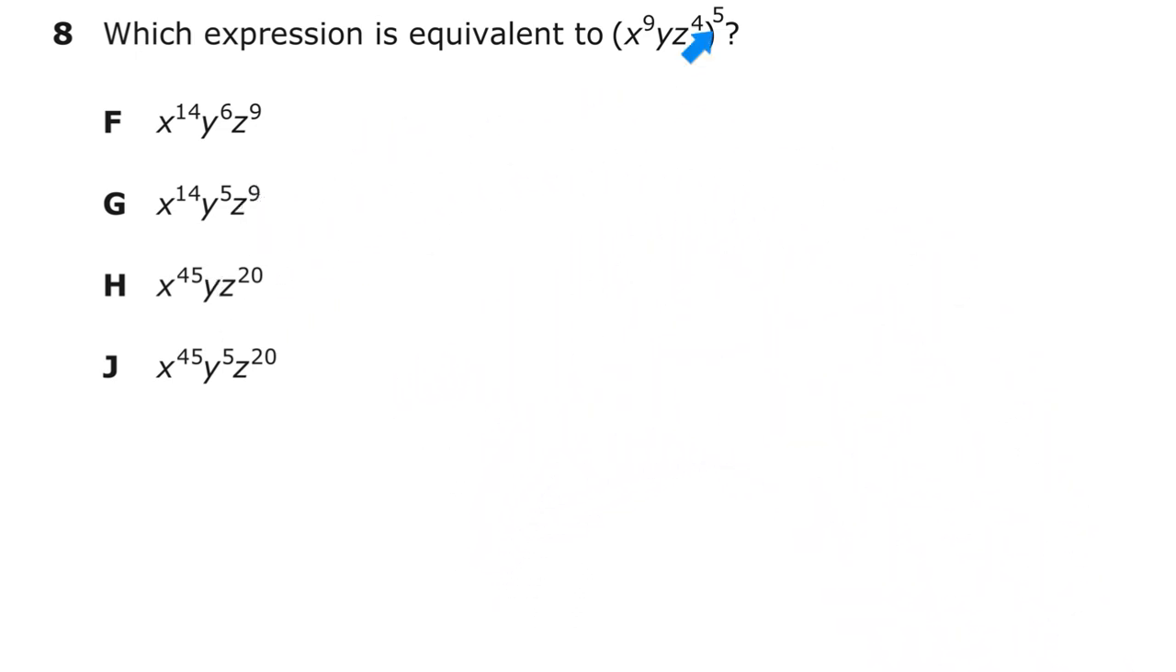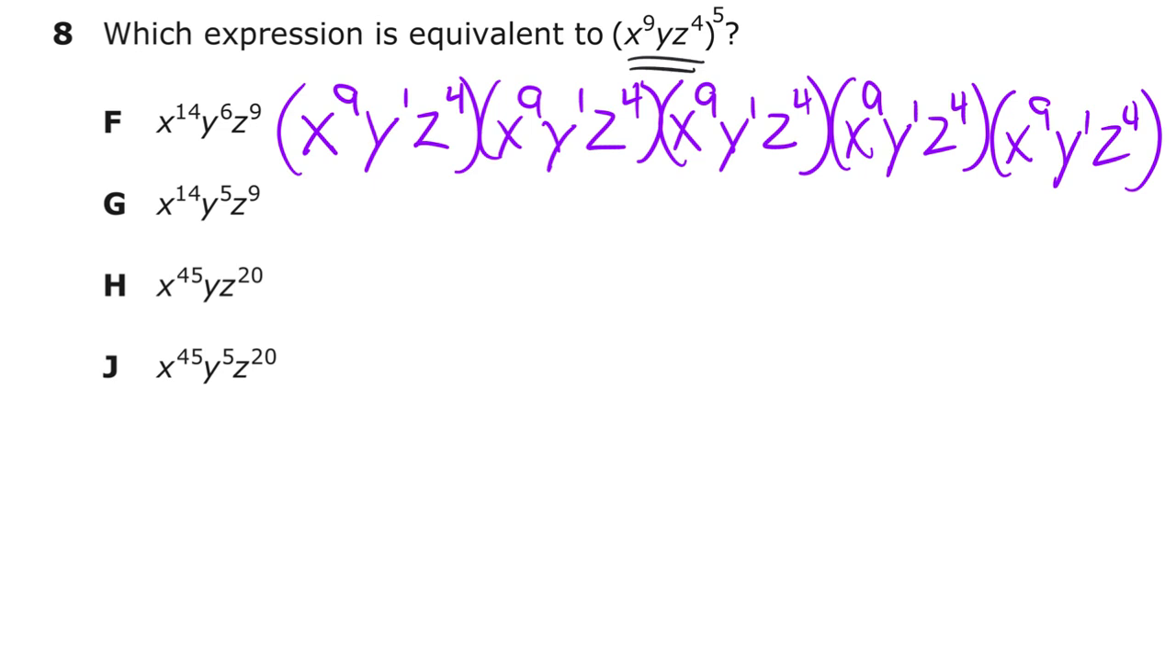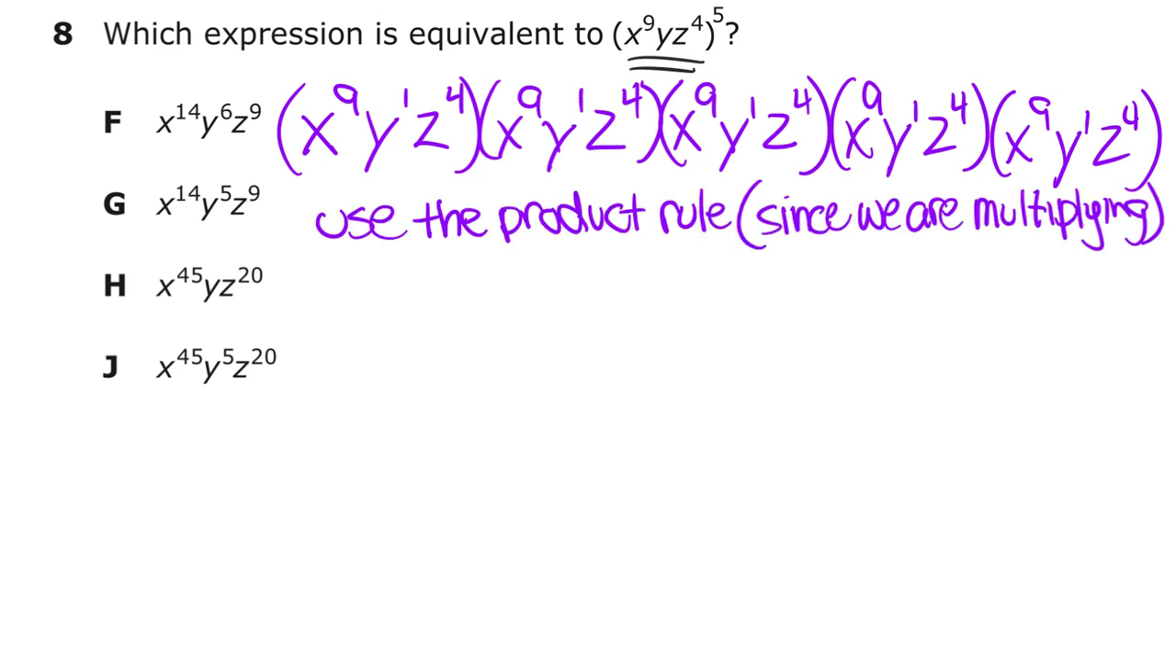You see, that power of 5 just means write the quantity inside the parentheses 5 times and multiply. So we have x to the 9th, y to the 1, z to the 4th times x to the 9th, y to the 1, z to the 4th, and so on and so on and so on. If we forgot how the power rule works, we can avoid it. Now we should use the product rule.